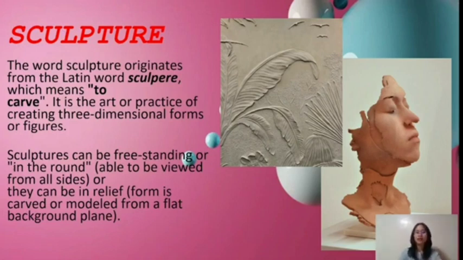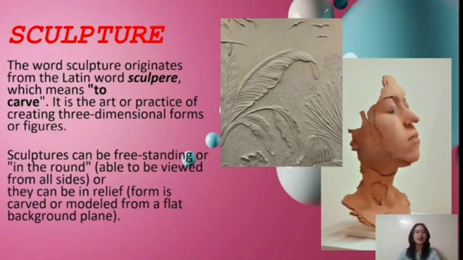You know what is 3D, right? Which is holistically viewable. This is a three-dimensional form of sculpture, where we can see all the sides, the back, the front, and the two sides of the sculpture or the object. That is what sculpture is, to carve and a practice of creating three-dimensional forms or figures.